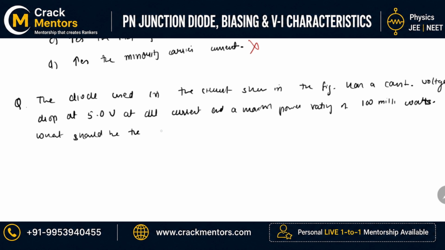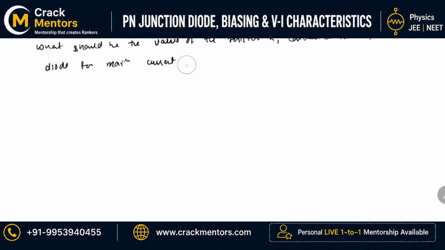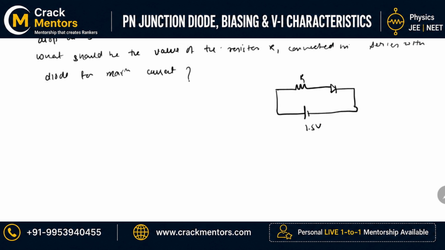What should be the value of the resistor R connected in series with the diode for maximum current? This is a question of logic. Just have a look at this question. This is a resistance R whose value is unknown to me. It is connected to a diode as shown here, and this is connected to a battery. The battery is 1.5 volt as mentioned.